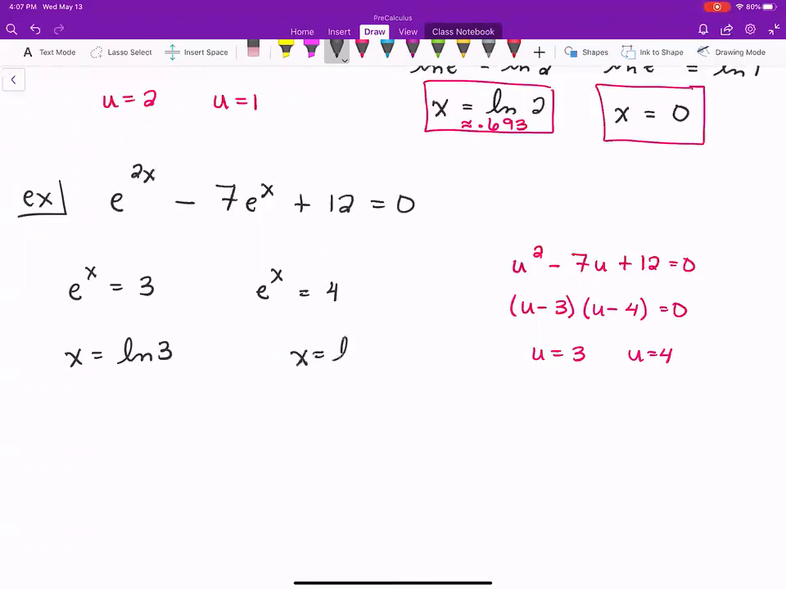Again, by the fact that the domain of exponential functions is all reals, there wouldn't have been any need to check these, but if you type them in your calculator, you would have gotten about 1.099 and about 1.386.